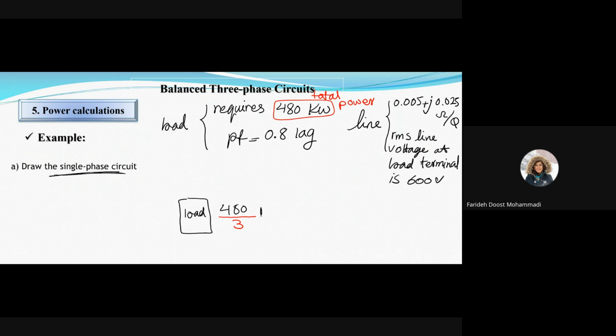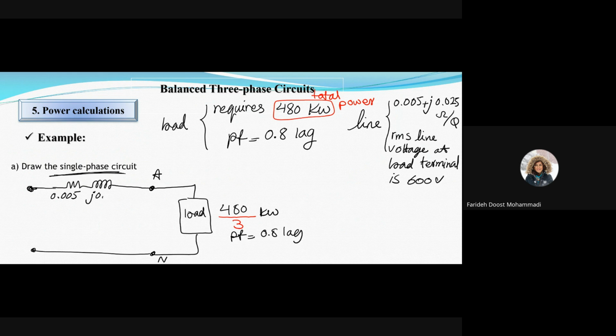It's always explaining the one-phase difference of the angle. So this is what I know about the load, and the power factor of this load is 0.8 lag. Let's call this terminal the AN terminal. Now, I do have a line, and the line has an impedance of 0.005 plus j0.025, not 0.25. So this is the impedance of the line.